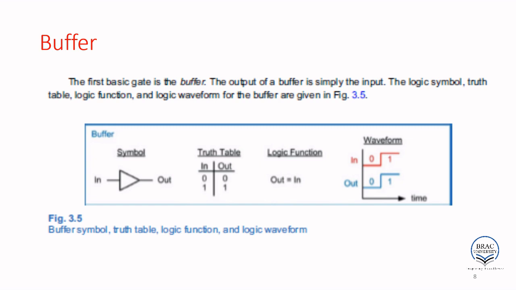This is the truth table. We have 0, and at the output we are getting 0. For 1 we are getting 1. This is the typical waveform. Our input is 0, it's following at the output. Input is 1, it's following at the output.